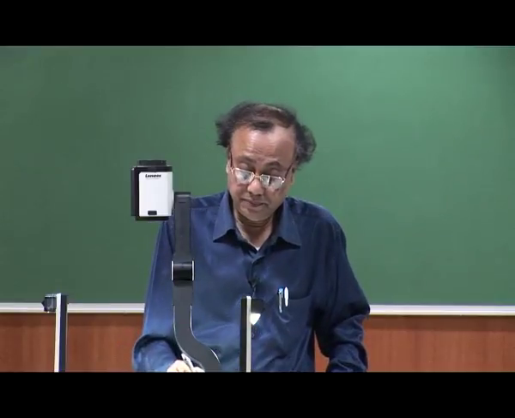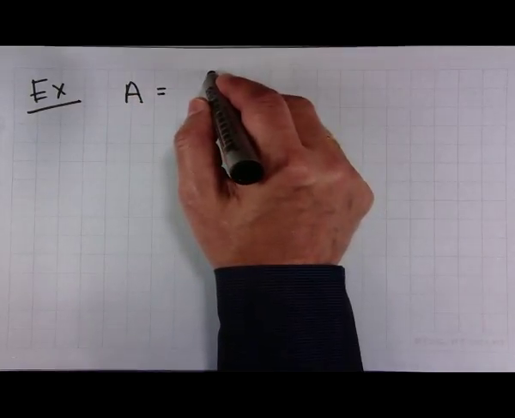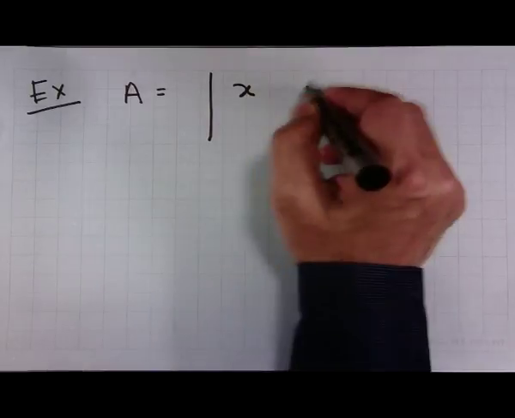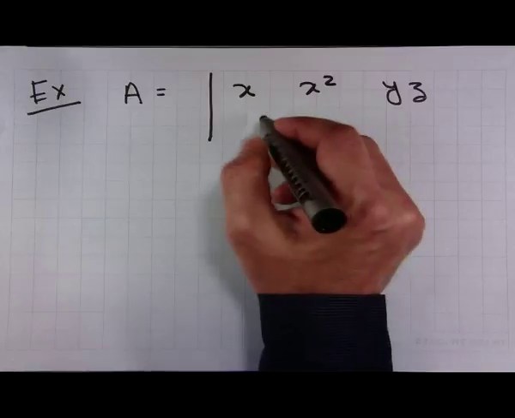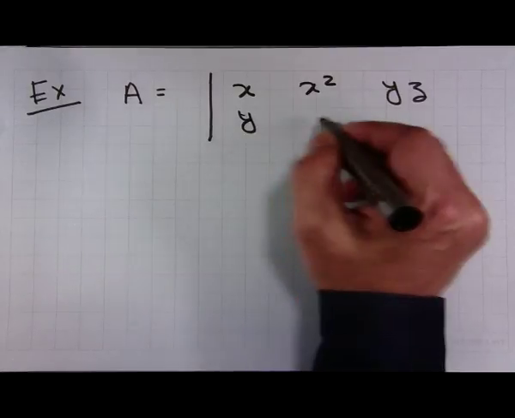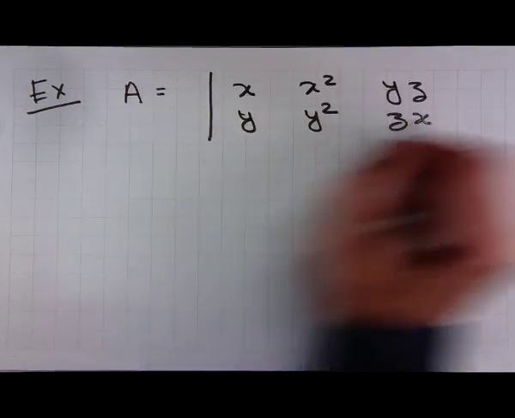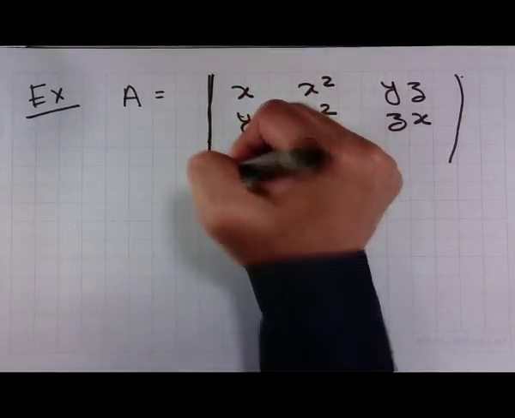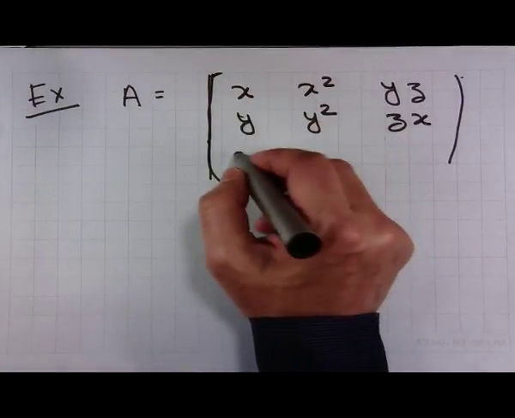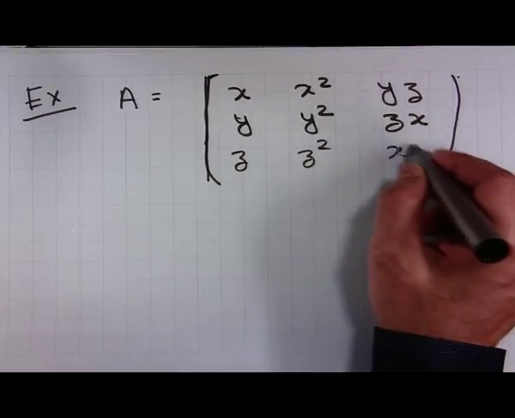Another example, find the determinant of x, x square, y z, y, y square, z x, and z, z square, x y.